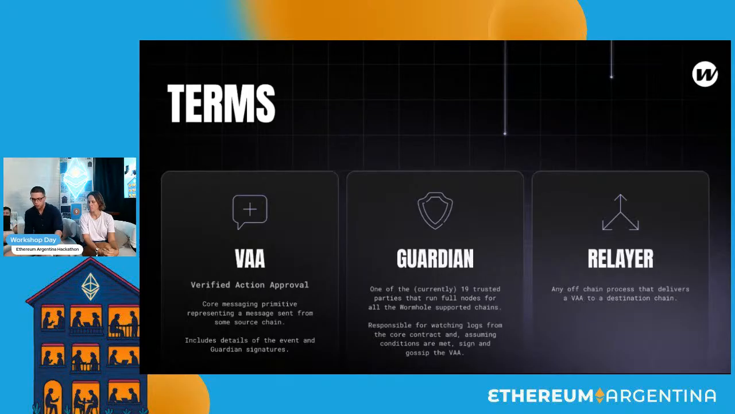And the relayer we already talked about. There are 19 guardians, and the threshold is 13 to validate the message. So it's actually 13 nodes that you need to have a verified VAA that is signed for the message to go ahead. So it's really decentralized in that sense.